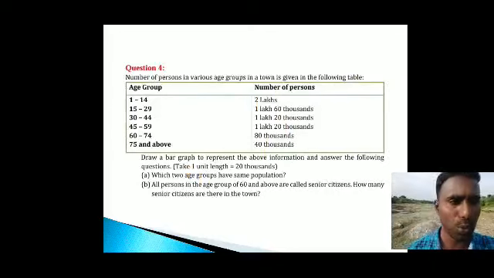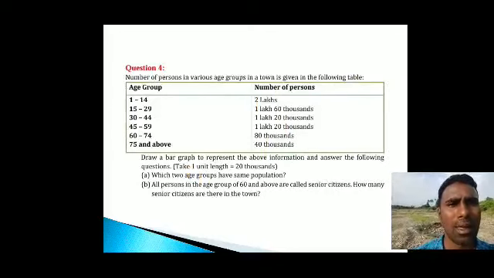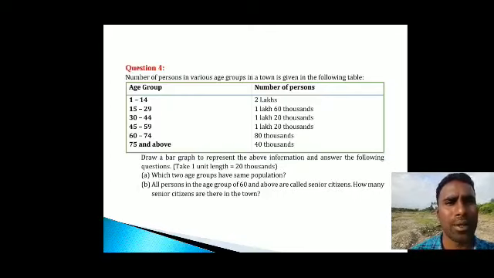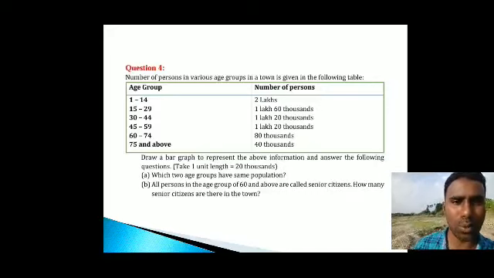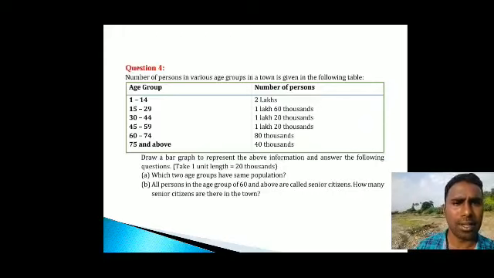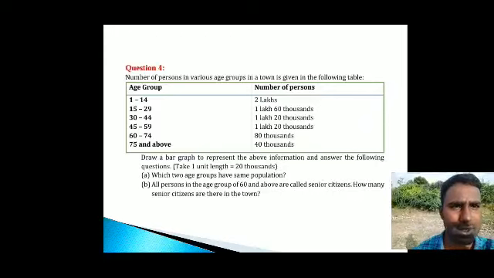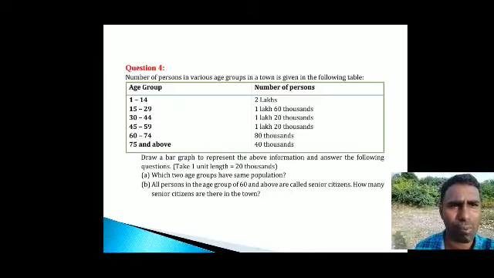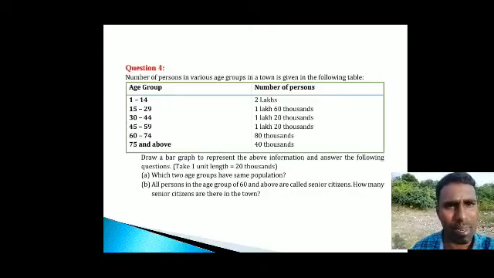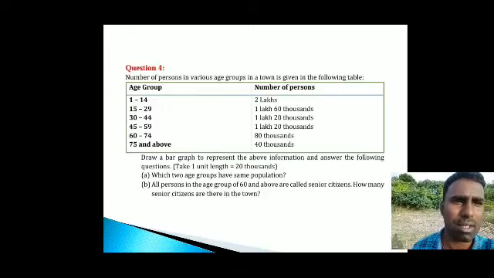Okay, question number 4. Question number 4 is: the number of persons in various age groups in a town is given in the following table. First one, age group, and next one, number of persons. In the first column, age group, they gave 1 to 14, 2 lakhs, and 15 to 29, 1 lakh 60,000, and 30 to 44, 1 lakh 20,000, and 45 to 59, 1 lakh 20,000, and 60 to 74, 80,000, and 75 and above, 40,000.